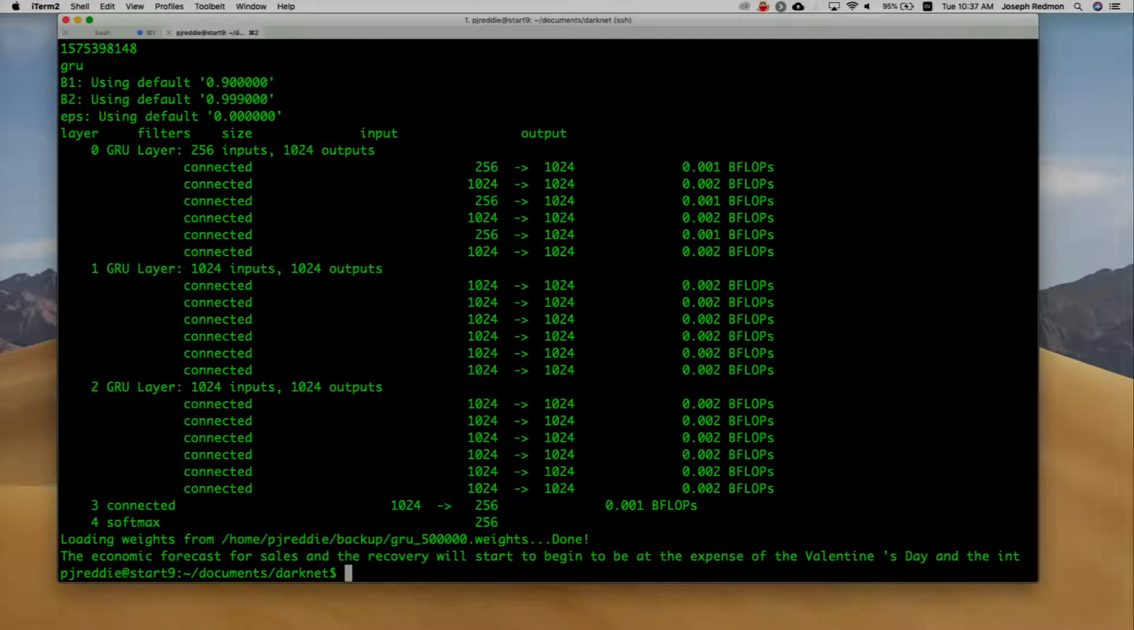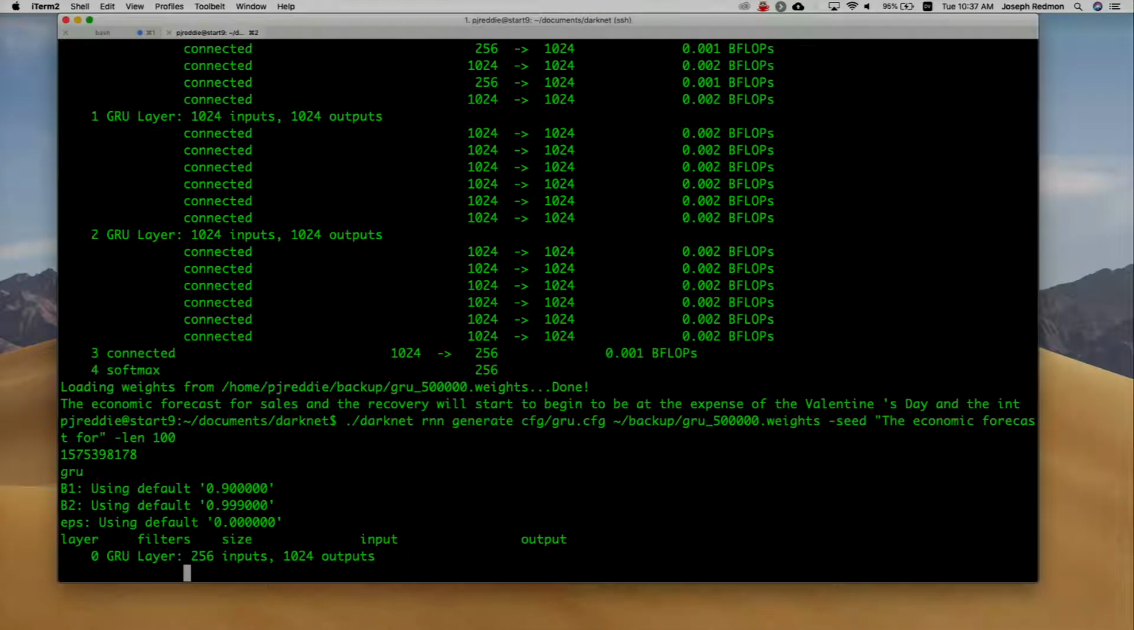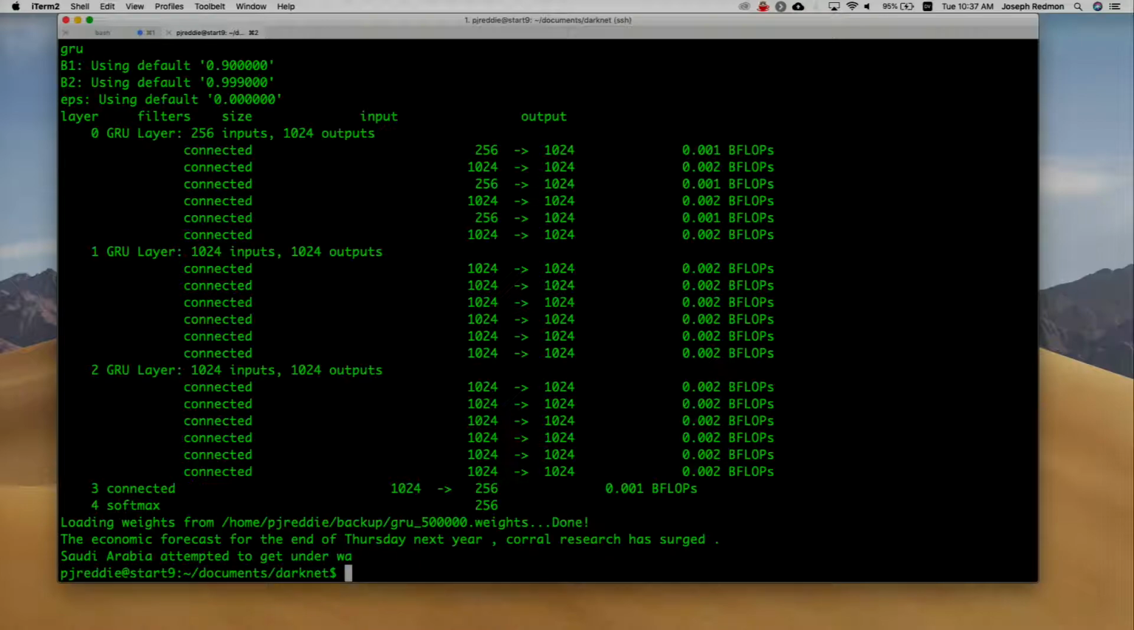We're doing sampling based on this probability distribution, so every time we run it, we'll get a little bit of a different result. So, "the economic forecast for sales and the recovery will start to begin to be at the expense of the Valentine's Day and the something." I don't know where it was going there. Sometimes it veers off course.